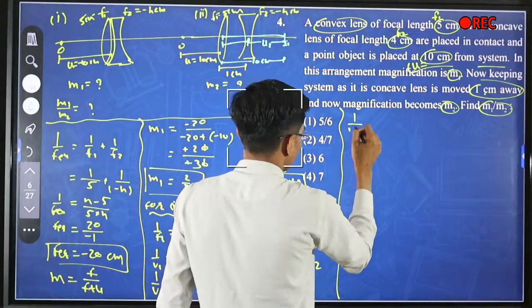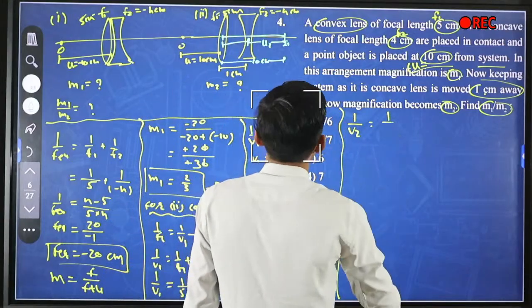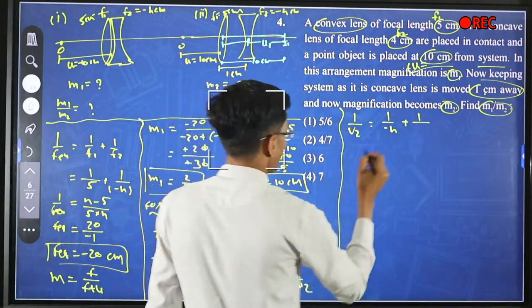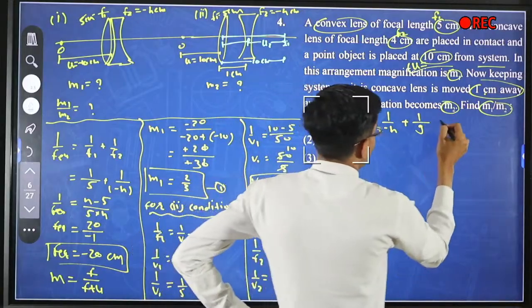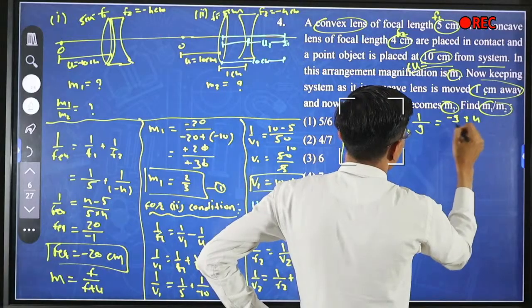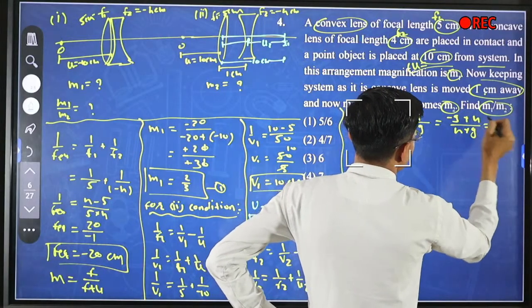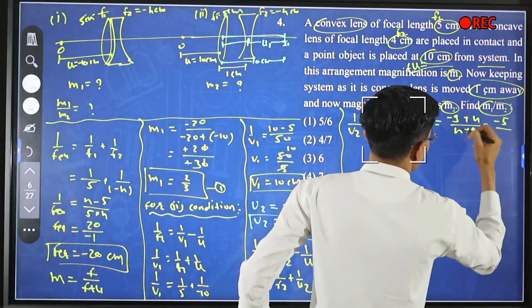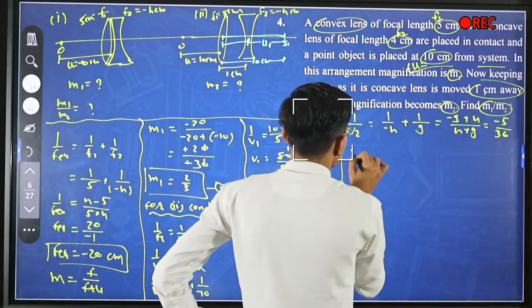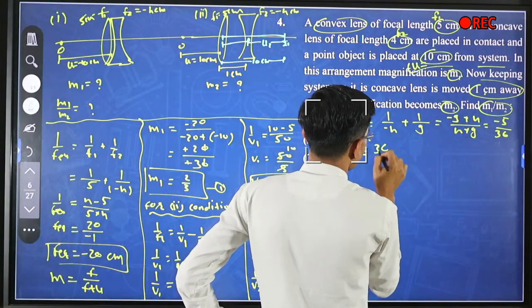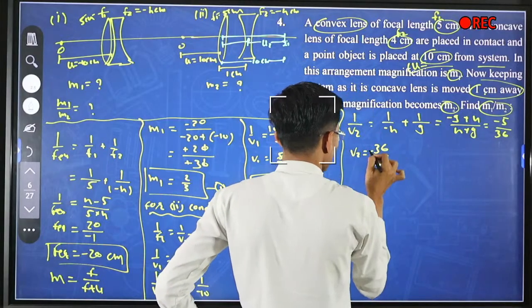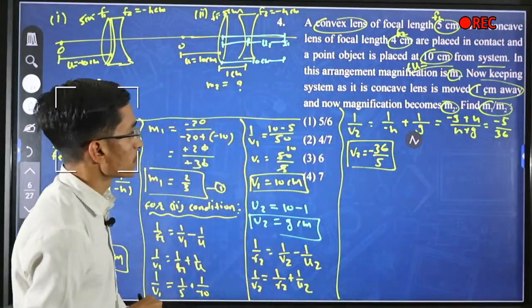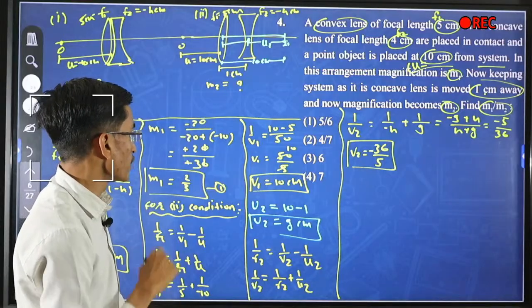1 upon v2. 1 upon f2 is equal to minus 1 upon 4 plus 1 upon u2, where u2 is 9 centimeter. From this, minus 9 plus 4 upon 4 into 9, so minus 5 upon 9 into 4, 36. So v2 will become 36 by 5, but negative. So we have v2 and u2 and v1 also.